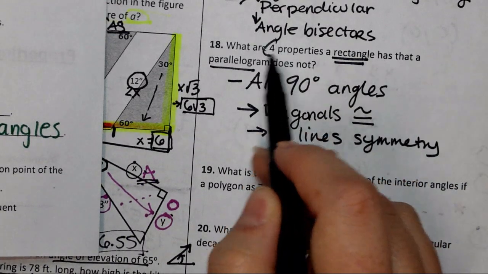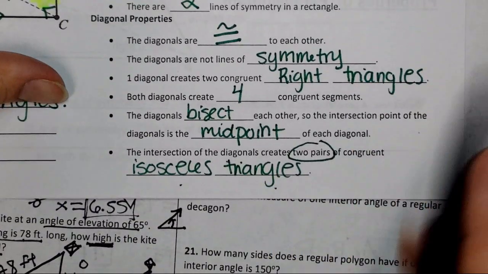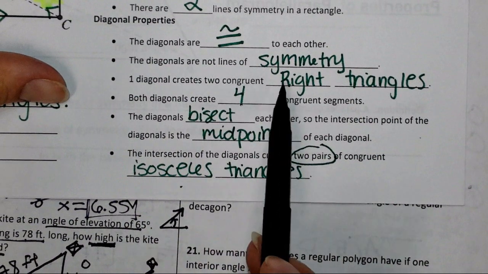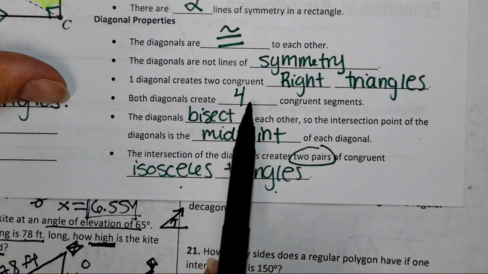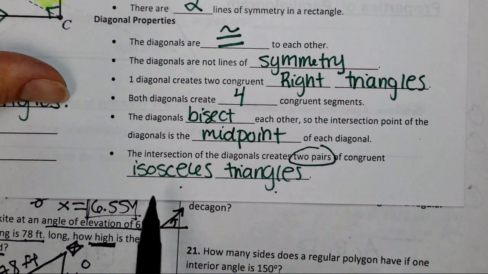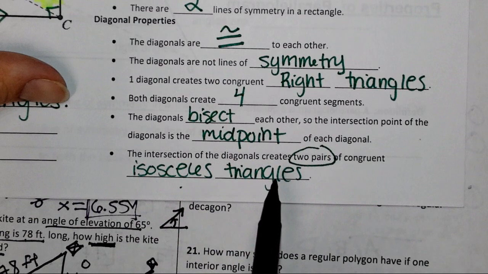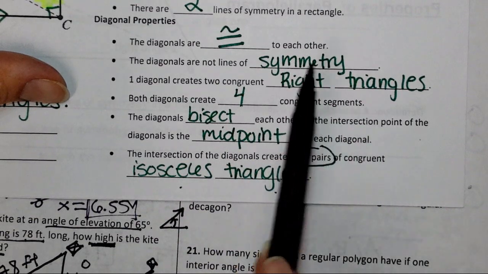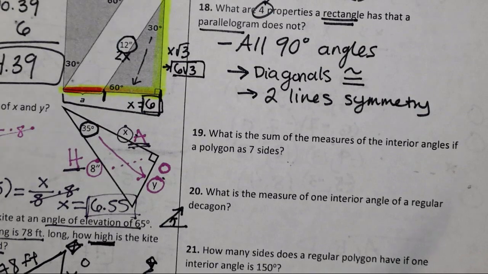Okay, and for your 4th one, I would just pick something about the triangles. So like, one diagonal creates 2 congruent right triangles. Both diagonals create 4 congruent segments. The intersection of the diagonals creates 2 pairs of congruent isosceles triangles. Any of those would work as your 4th one. All right.